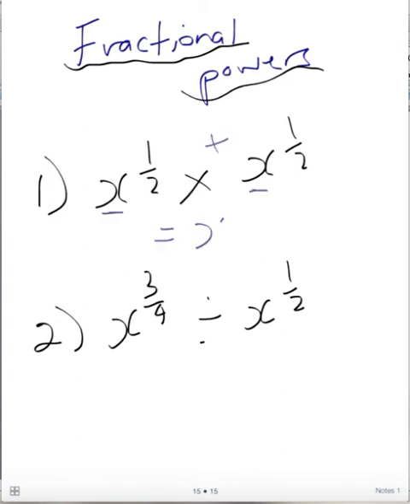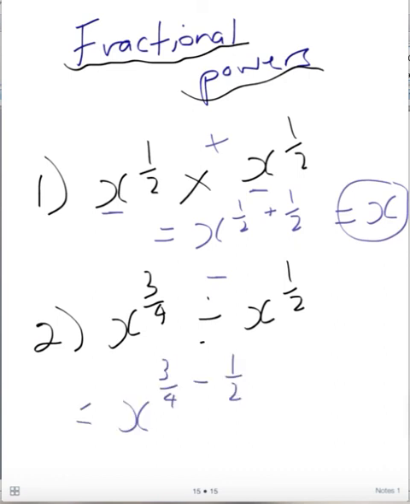So we end up with x to the power of a half plus a half. And what's half plus half? It's just 1. So we end up with x to the power of 1, or just x. And the next one, we're dividing, so we know we subtract our fractions. So we end up with 3 over 4, or 3/4, take away 1/2.